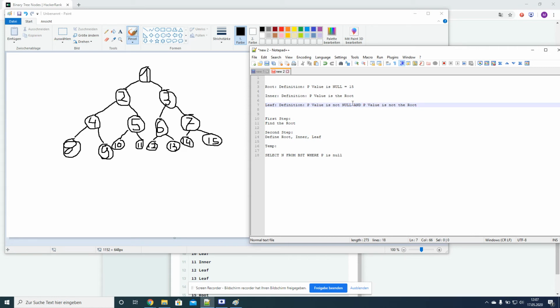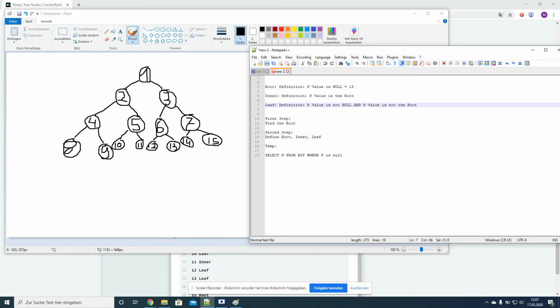Because this is also not true. P-value is not null, and p-value is not the root. They meet these definitions. The p-value is not null here. The p-value is 2 and 3, and the p-value is not the root. That is also true here, but they are not leaves. They are inner.